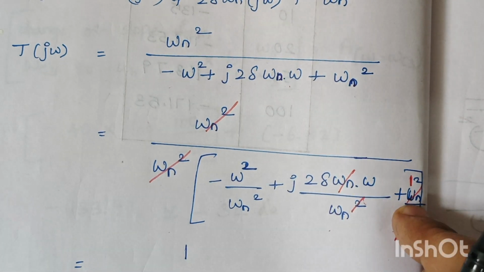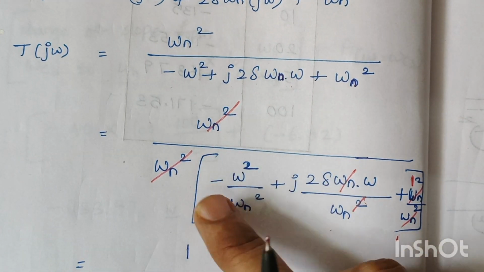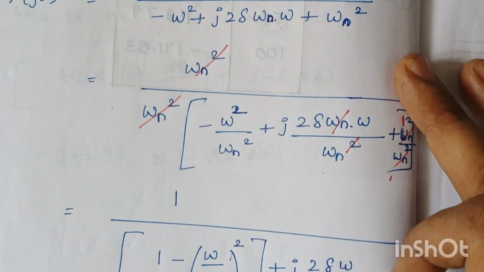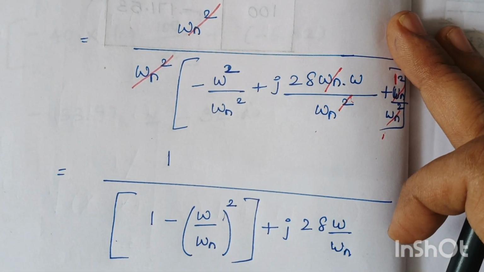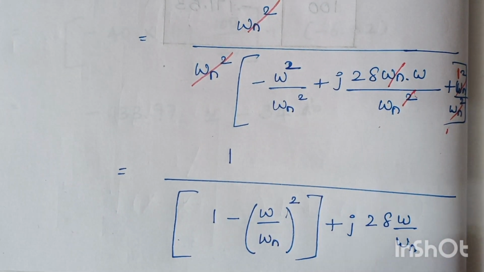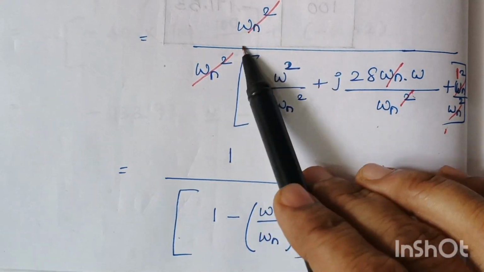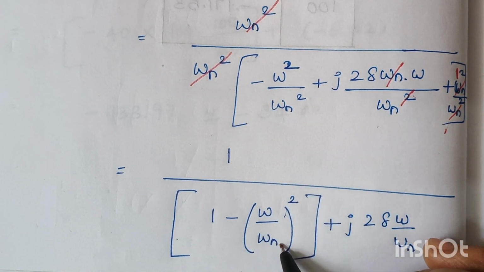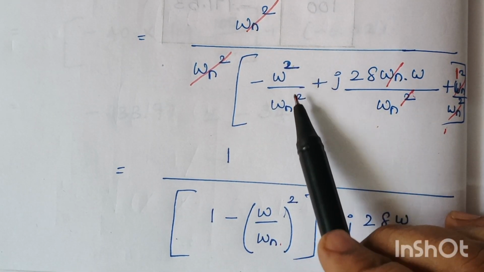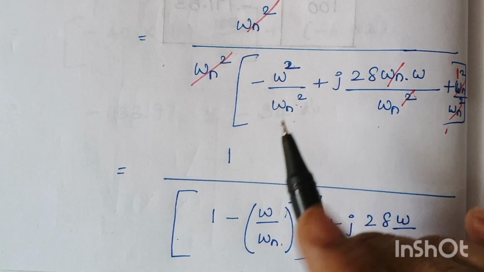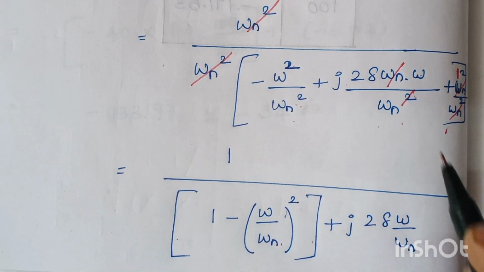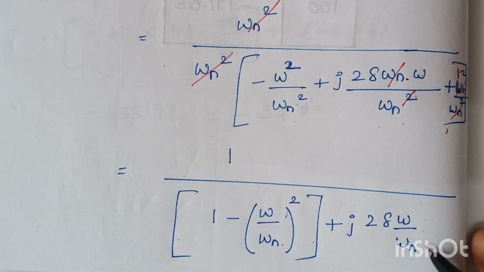Here 1 is the real term and minus omega square by omega n square is the real term. So in the next step I am combining those two terms. The numerator 1 stays 1, and these two are the same, so they cancel. So we have 1 divided by 1 minus omega by omega n whole square, because both these terms have squares, plus j 2 zeta omega by omega n.